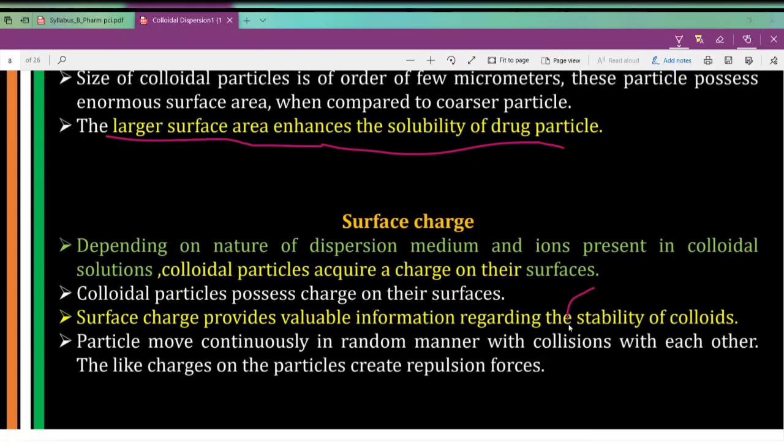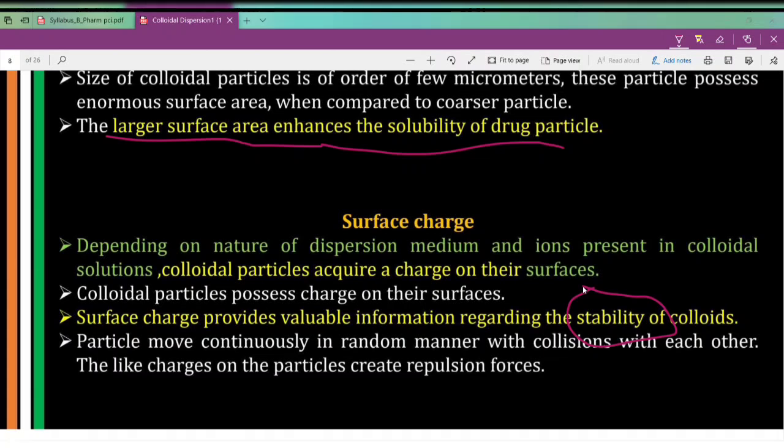And the last one is the stability. You have to particularly identify the stability. The surface charge actually affects the stability of colloids. Not only colloids, the surface charge affects the stability of any kind of emulsion, suspension, all those kinds of things. But our discussion here will be only on colloids.